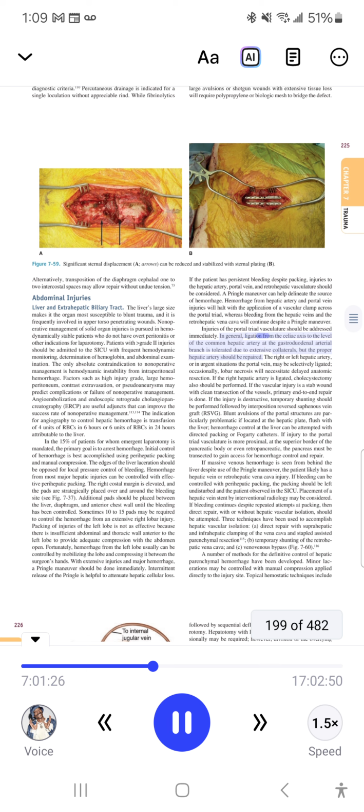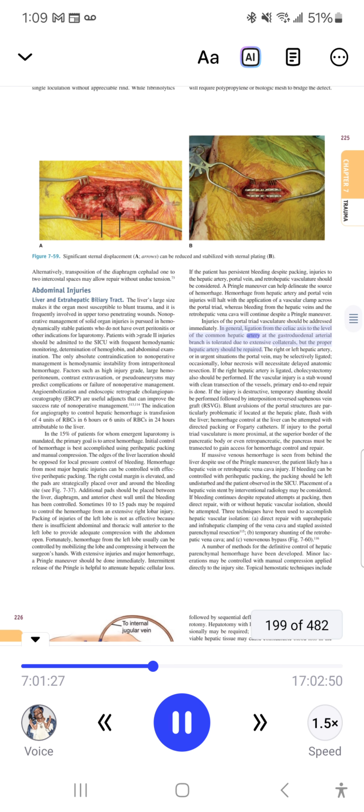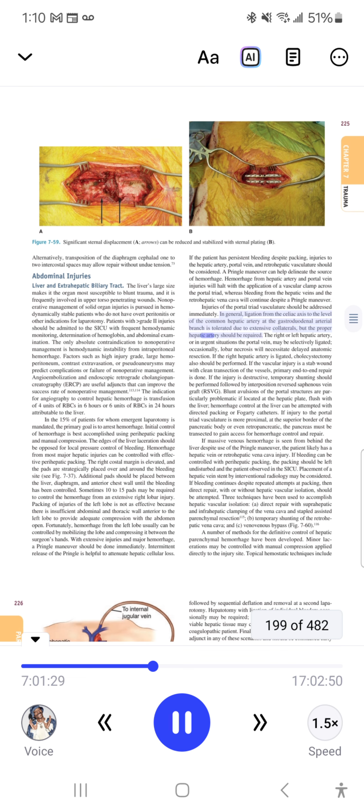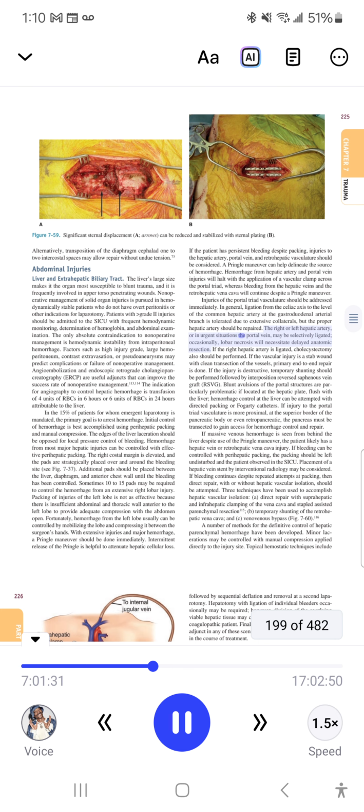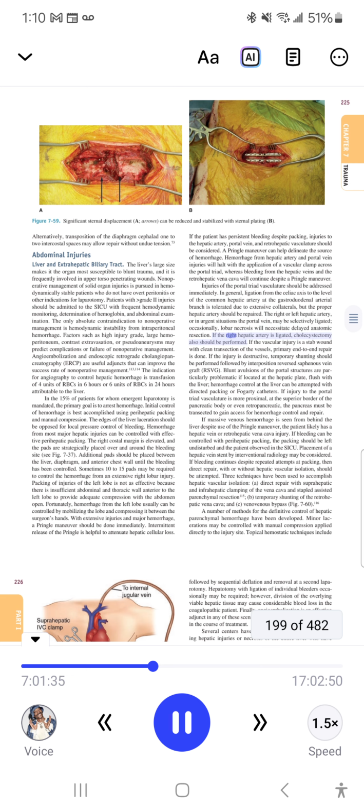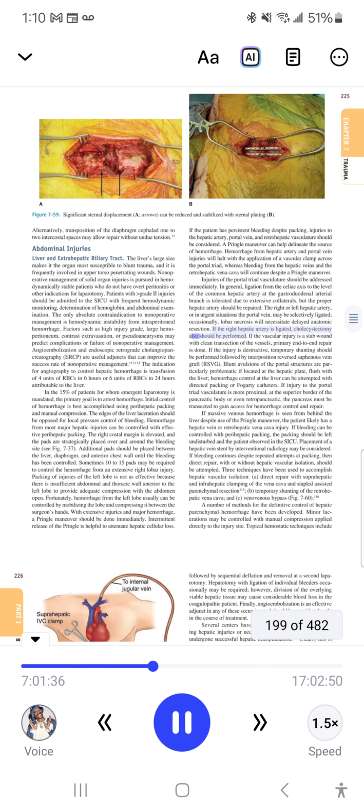In general, ligation from the celiac axis to the level of the common hepatic artery at the gastroduodenal arterial branch is tolerated due to extensive collaterals, but the proper hepatic artery should be repaired. The right or left hepatic artery, or in urgent situations the portal vein, may be selectively ligated. Occasionally, lobar necrosis will necessitate delayed anatomic resection. If the right hepatic artery is ligated, cholecystectomy also should be performed.